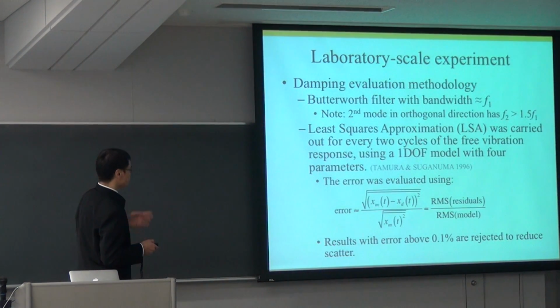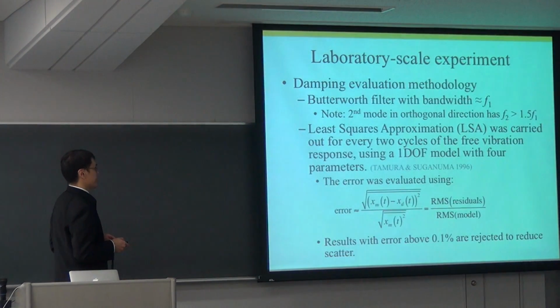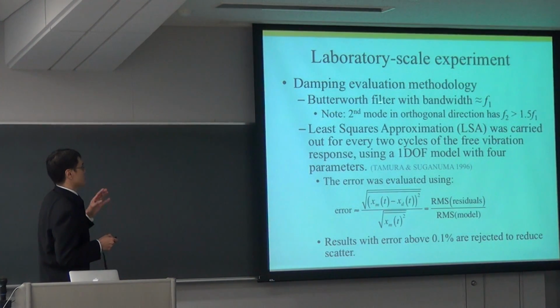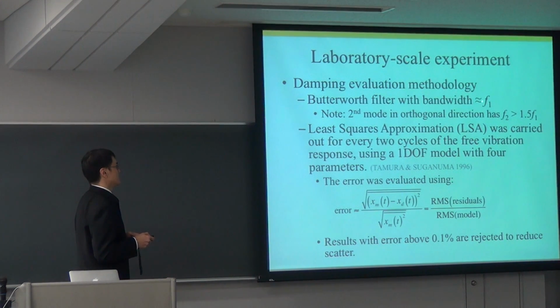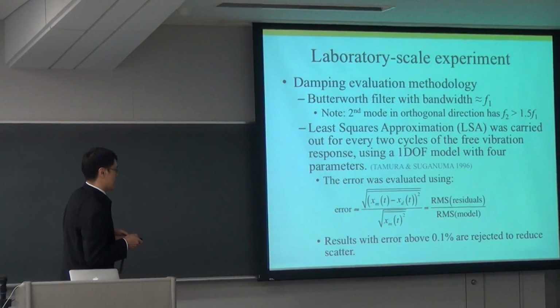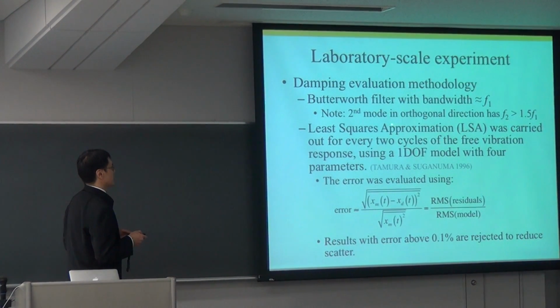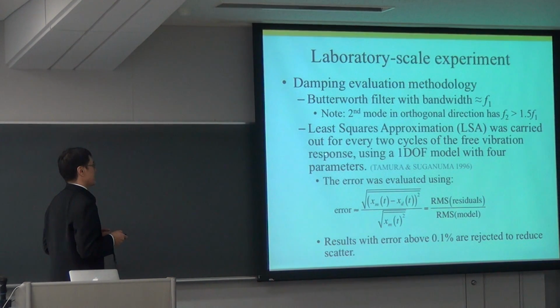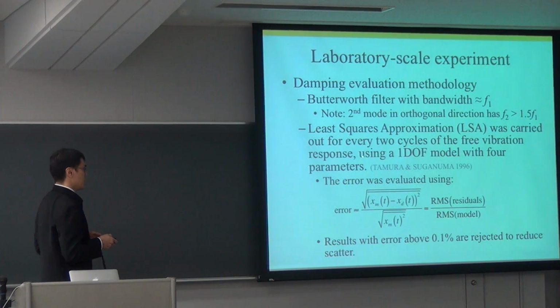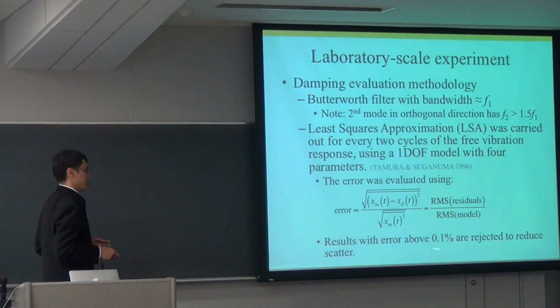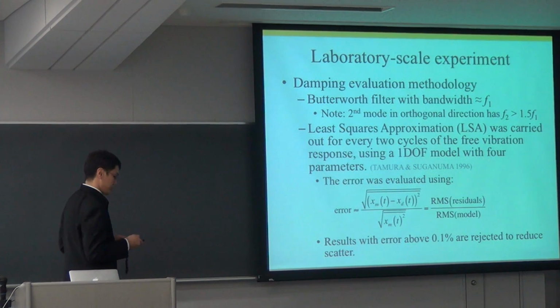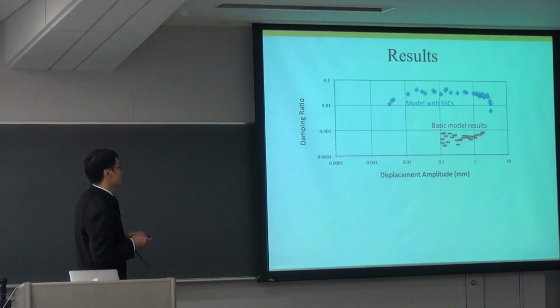And after recording free vibration data, I applied the band pass filter with a wide bandwidth so that we do not affect the damping results. But the goal is just to filter out higher modes. And then I used least squares approximation for every 2 cycles of the free vibration response using a 1D model with 4 parameters. And then I evaluated error, and results with error above 0.1% are rejected to reduce the scatter. And these are the results.